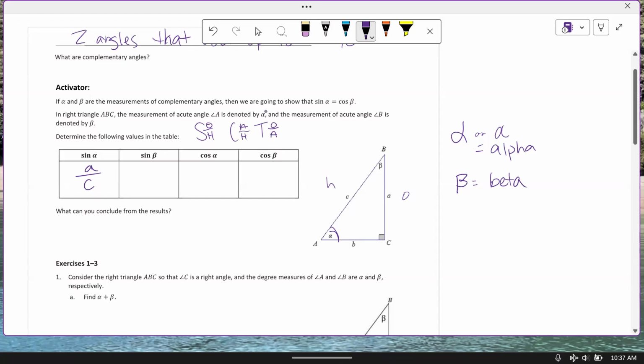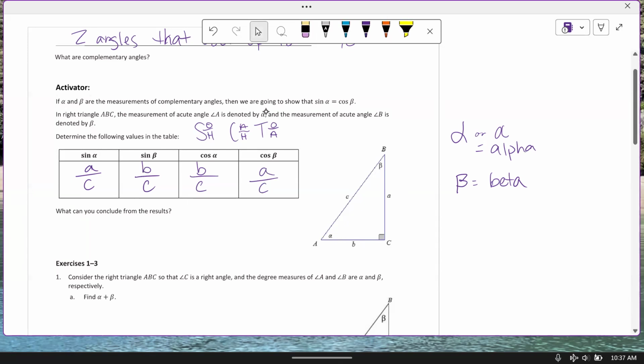Sine of beta is talking about this guy, opposite over hypotenuse. So it's B over C. Okay. So cosine of alpha is this guy. It's adjacent over hypotenuse, so it's going to be B over C. And then cosine of beta would be talking about this guy. Adjacent's right here at A, and our hypotenuse is at C. So A over C.